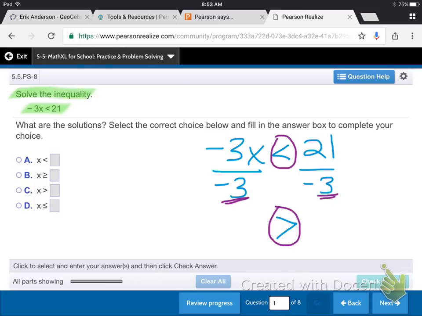So what does this yield for us? It yields x, because we know negative 3 over negative 3 is 1, and x is greater than, that's the important part, we have to switch that, and 21 divided by negative 3 is negative 7. So now we know that the answer is going to be answer choice C. Can we all see that? And we're going to fill in our answer, negative 7, in the box.